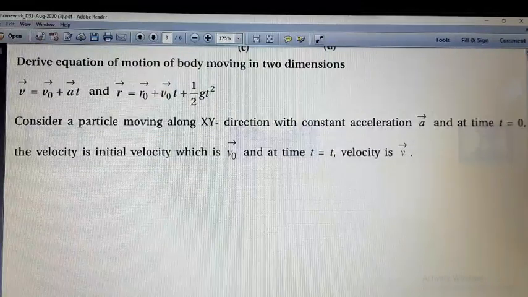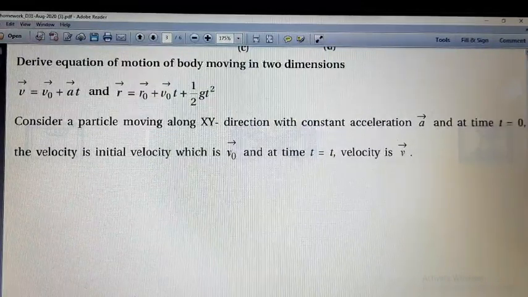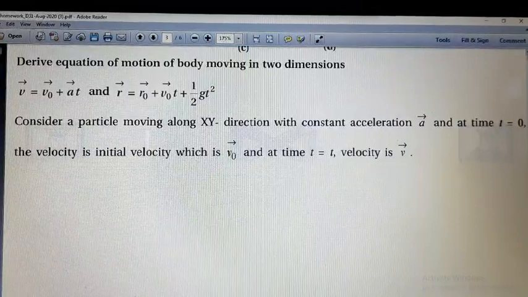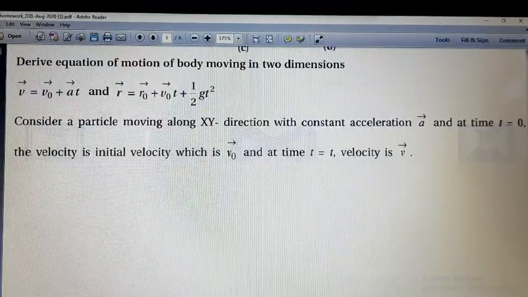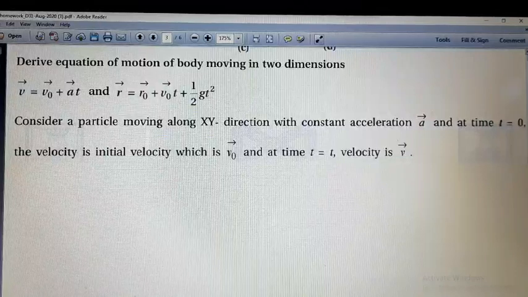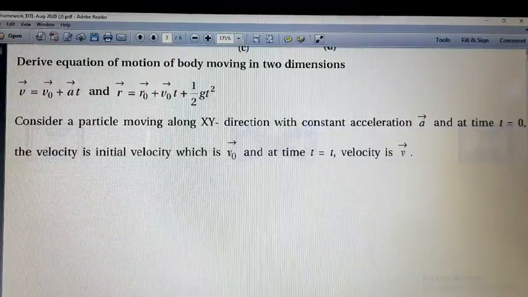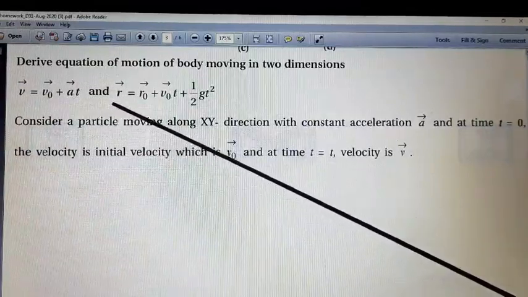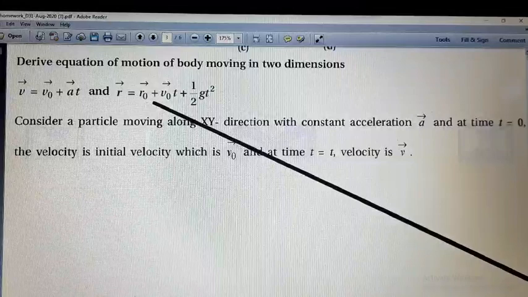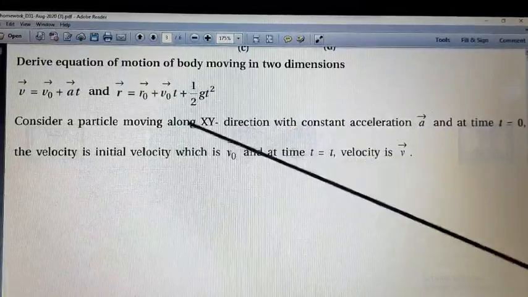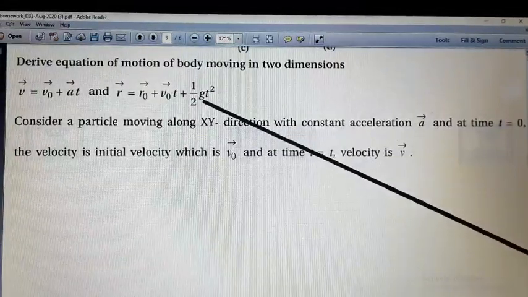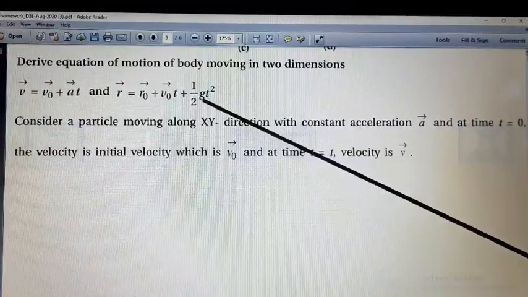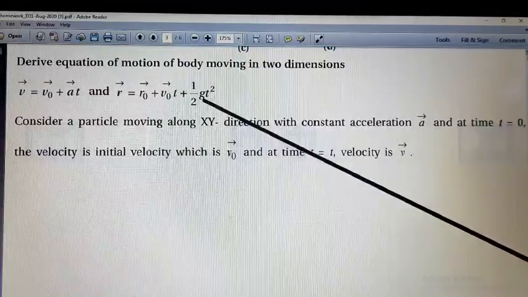Derive the equation of motion of a body moving in 2 dimensions. And this equation we learn in the third chapter. Again, now we repeat it. v is equal to v0 plus at, and vector r is equal to vector r0 plus vector v0t plus 1 by 2 gt square. Otherwise, at square. Here g is for gravitational acceleration and small a is only for acceleration.